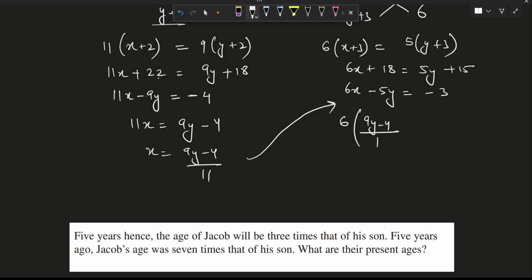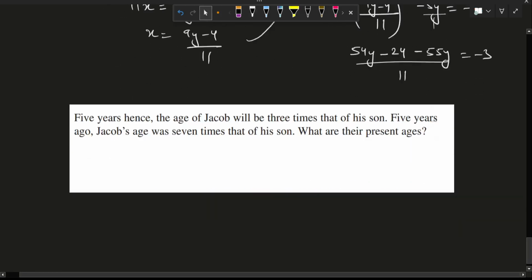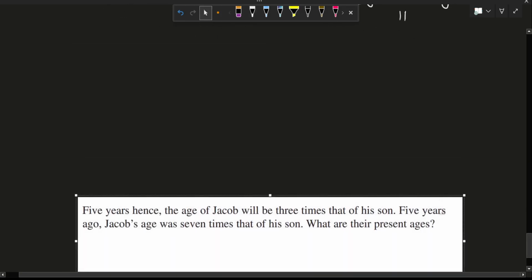9y minus 4 by 11 minus 5y is minus 3. So take 6 inside, multiply. With 11, take LCM because this is by 1. When I take LCM, it's 11. 6 nines are 54y minus 6 fours are 24 minus 55y. It's minus 3.